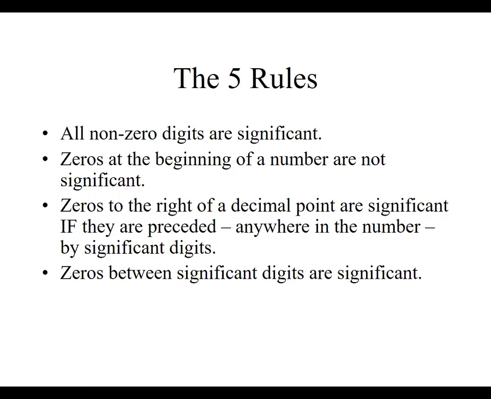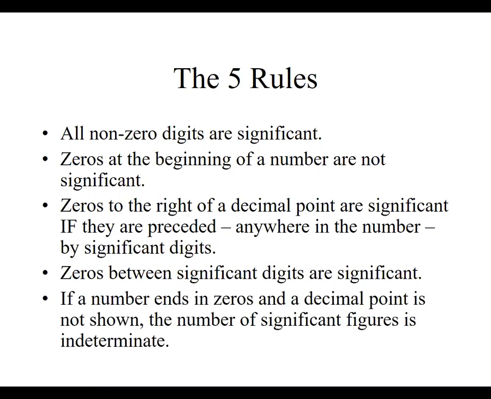And then here's probably the most troubling one of all. If a number ends in zeros and a decimal point is not shown, the number of significant figures is indeterminate. In other words, we can't tell. So sometimes they're significant, sometimes they're not. Sometimes some of them are significant and some are not.